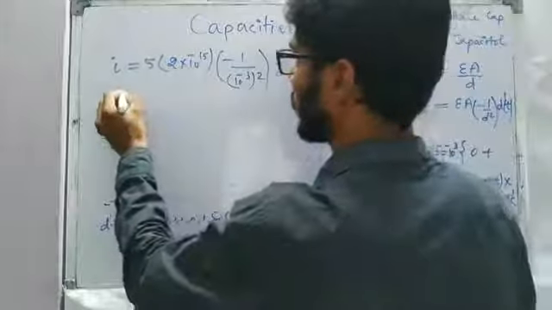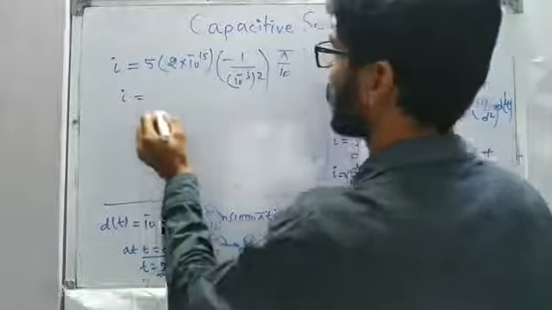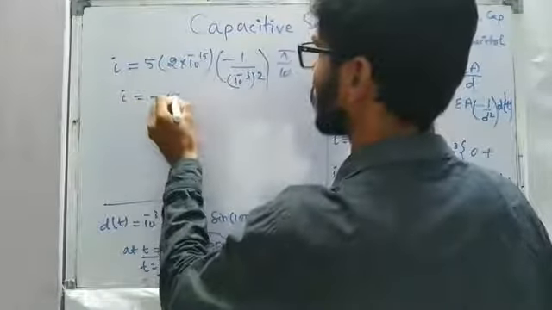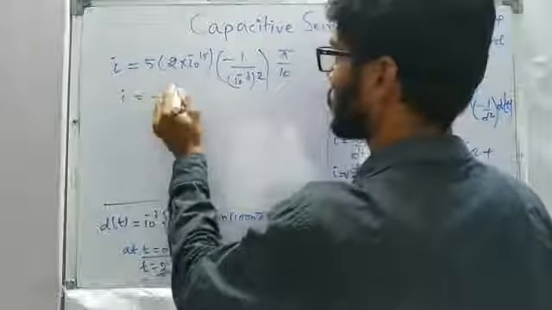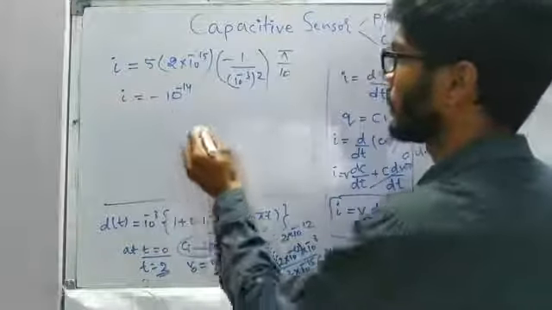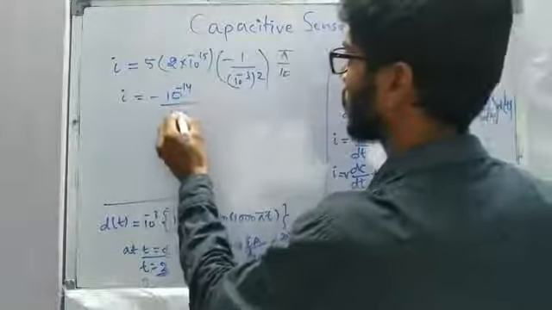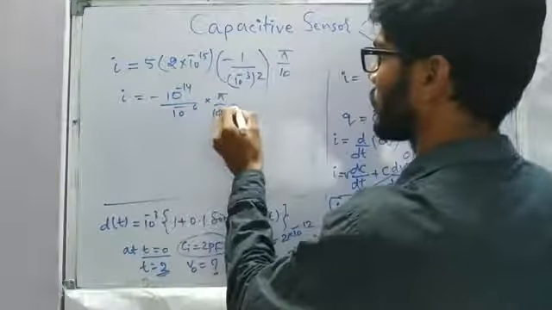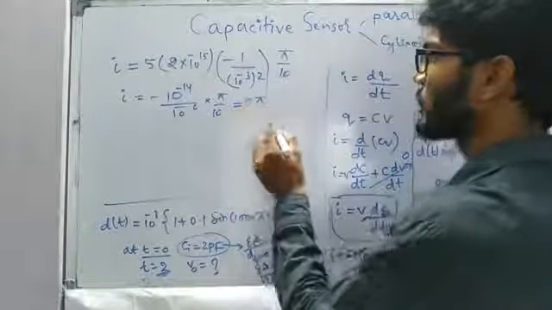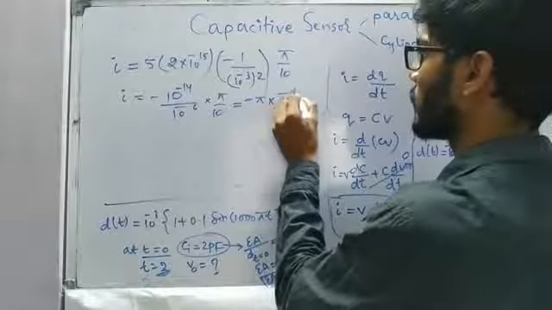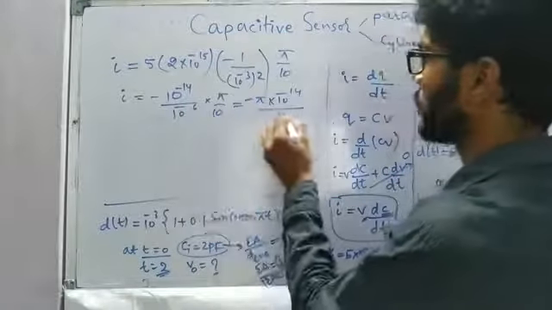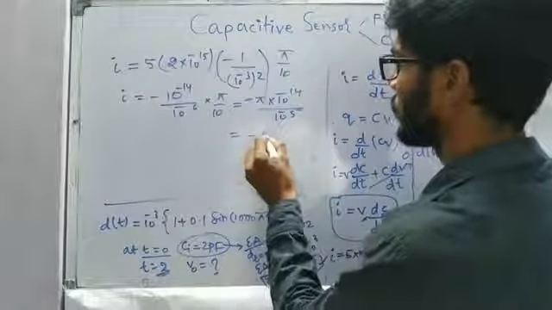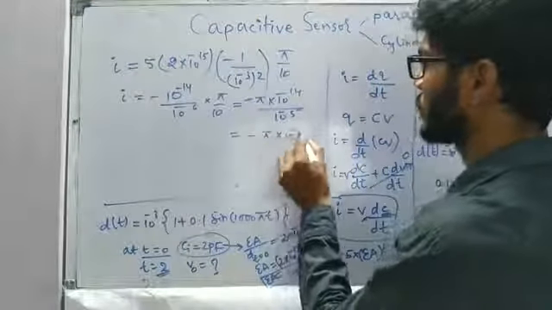So let's simplify it. I is going to come out as minus of, this is 5 into 2, 10 into 10 power minus 15 is 10 to the power minus 14, divided by 10 to the power minus 6 into pi by 10. So this is going to come out as minus pi into 10 to the power minus 14 divided by 10 to the power minus 5. So this is minus pi into 10 to the power minus 9.